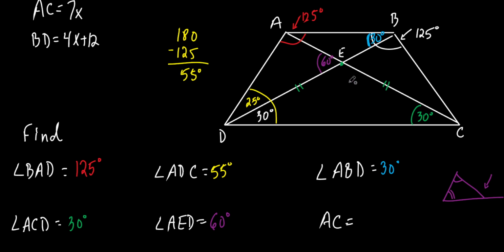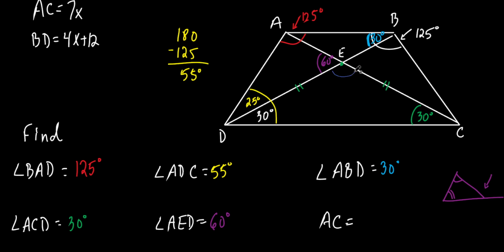So that would be 60 degrees. All right? Here's another way you could have looked at it. Let's watch. This is 30 and that's 30 and that's 60. Look at that triangle. 30 and 30 is 60.